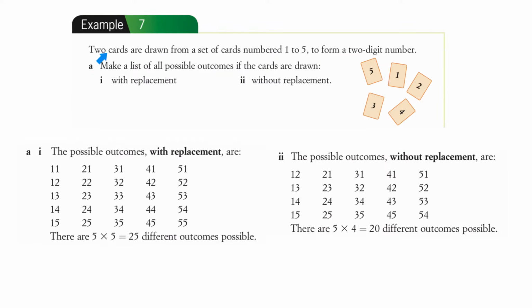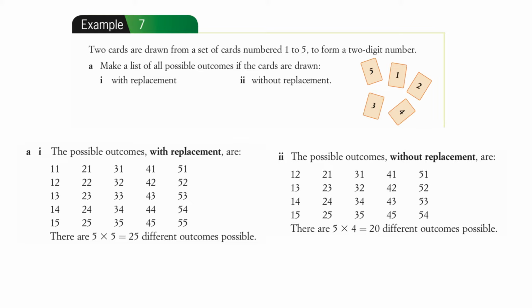Example 7. 2 cards are drawn from a set of cards numbered 1 to 5 to form a 2-digit number. So I've only got 5 cards, and each card has a number on it, and the numbers are from 1 to 5. A. Make a list of all possible outcomes if the cards are drawn 1, with replacement, 2, without replacement. So let's have a look at with replacement.